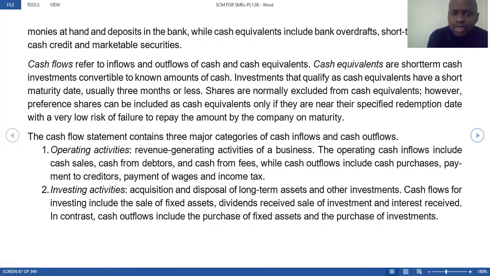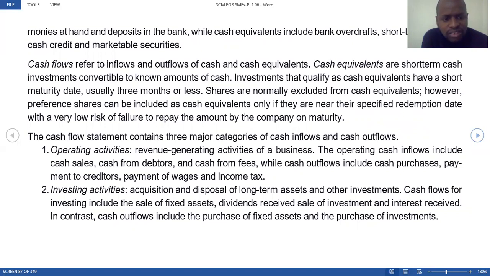Therefore, when you are calculating the cash flow statement, we have very many important categories of cash inflows and cash outflows. The first one is the operating activities. These are activities that are done on a day-to-day basis for purposes of ensuring that the business is up and running. And remember, operating activities are the revenue-generating activities of the business. What you do day-to-day for the business.